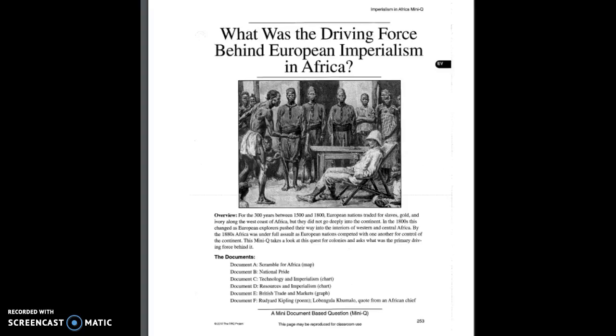The driving question of this DBQ essay, remember, DBQ stands for Document-Based Essay Question. The question we're addressing is, what was the driving force behind European imperialism in Africa? Remember, at this point in the game, folks, you should realize that imperialism, our definition, means a stronger, more industrialized country taking over another region or part of the world, and again taking over political, social, and economic aspects.